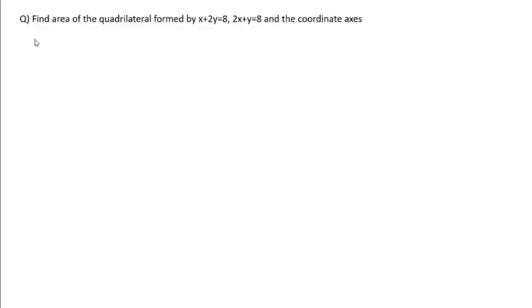Okay, find the area of the quadrilateral formed by x plus 2y equal to 8, 2x plus y equal to 8, and the coordinate axes. Two equations given, coordinate axes, which means the x and y axes. Now, area of the quadrilateral formed by these lines. First of all, I should know what quadrilateral is being formed, like what is the shape being formed? For that, I will always have to draw the diagram here, right?